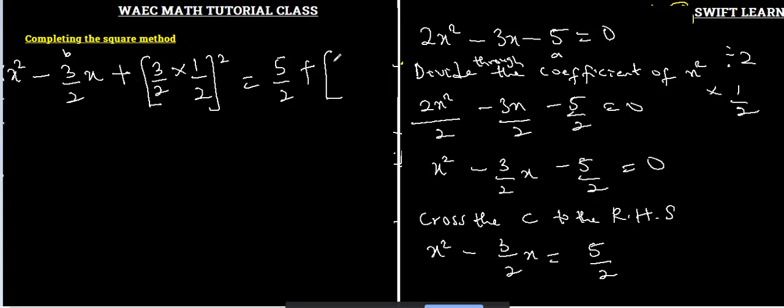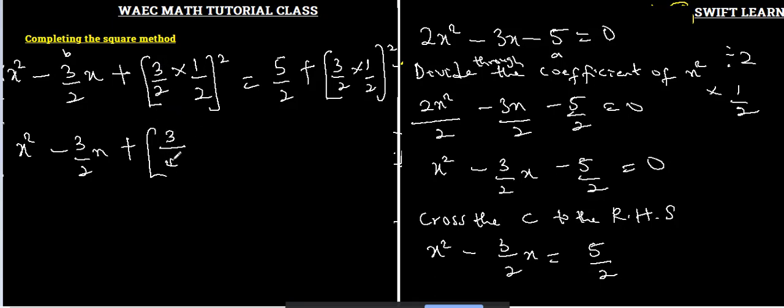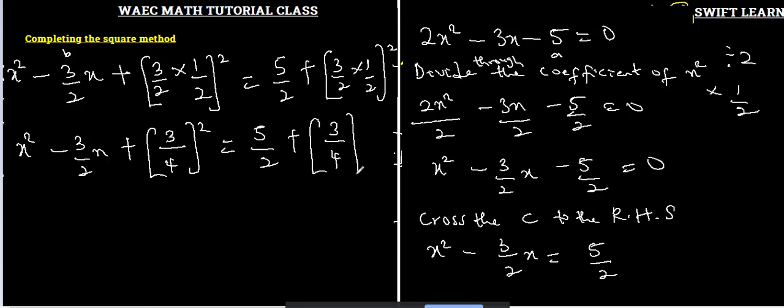Your b was 3 over 2 times 1 over 2 all squared. Please don't forget to put the square. I'll tell you why we put the square now. Then just try to compute, try to make it simpler, like bring it together. 3 times 1 is 3, 2 times 2 is 4, all squared, equals to 5 over 2 plus 3 over 4 all squared. So what is the next step?